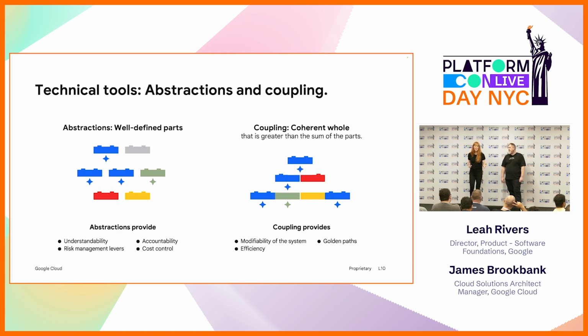First, we have abstractions. You can think of those as the resources that are available to you today, whether it's libraries or managed services or APIs. These give you the reusable components, the well-defined parts. It helps with understandability, it helps with reuse. They're kind of like the nouns of the system.